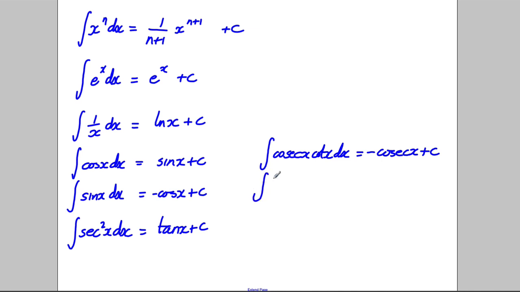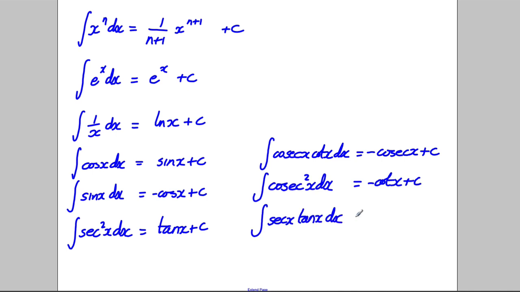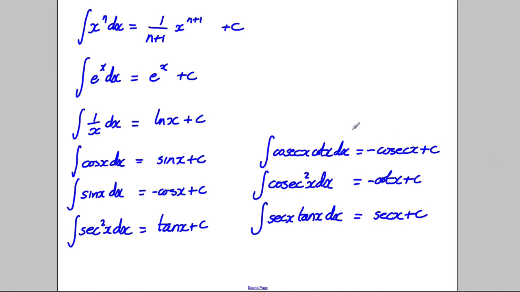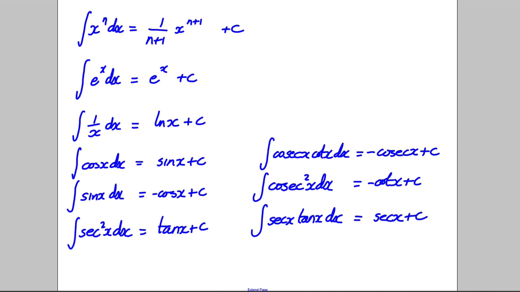If I was integrating cosec squared x with respect to x, I would get myself negative cot x plus a constant. And lastly, if I was integrating sec x tan x with respect to x, I would get myself sec x plus a constant. Okay, and they are all the integrals, the standard ones I should recognise. So there are 1, 2, 3, 4, 5, 6, 7, 8, 9.